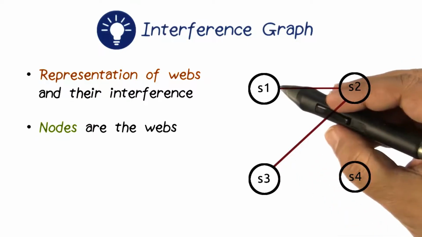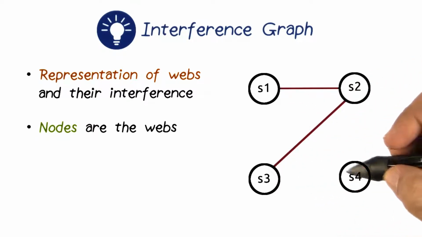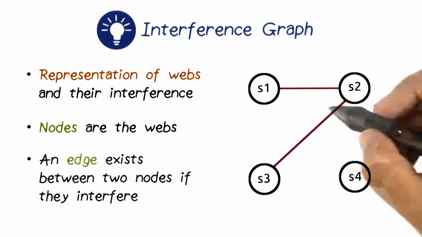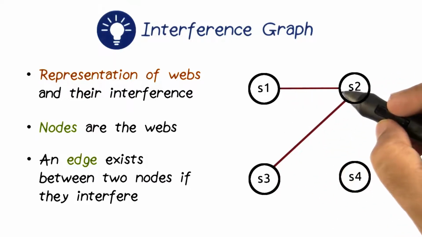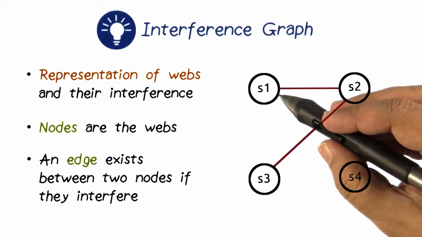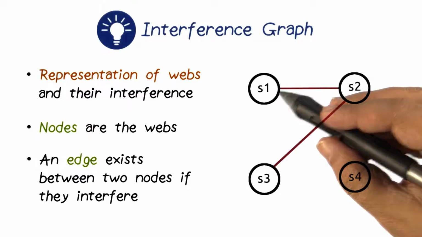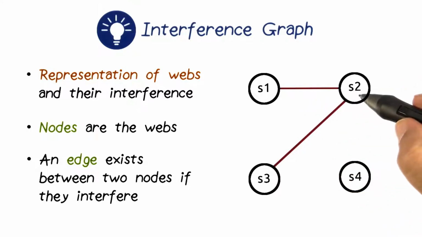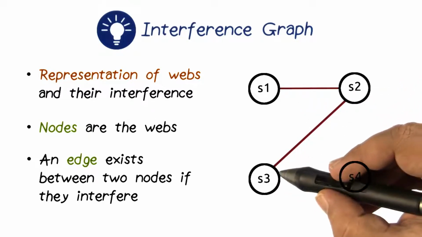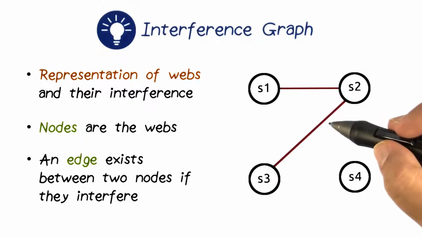They represent different live ranges as we have found them in the control flow graph. What about the edges which are present here? The edges are representing interference. So as we saw in the previous example, S1 and S2 are interfering, so that is shown by this edge. S2 and S3 are interfering, that is shown by this edge as well.